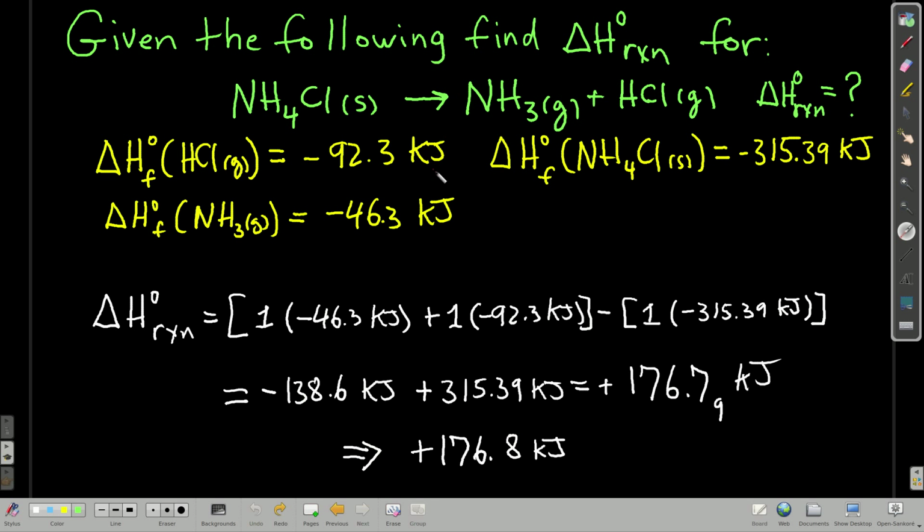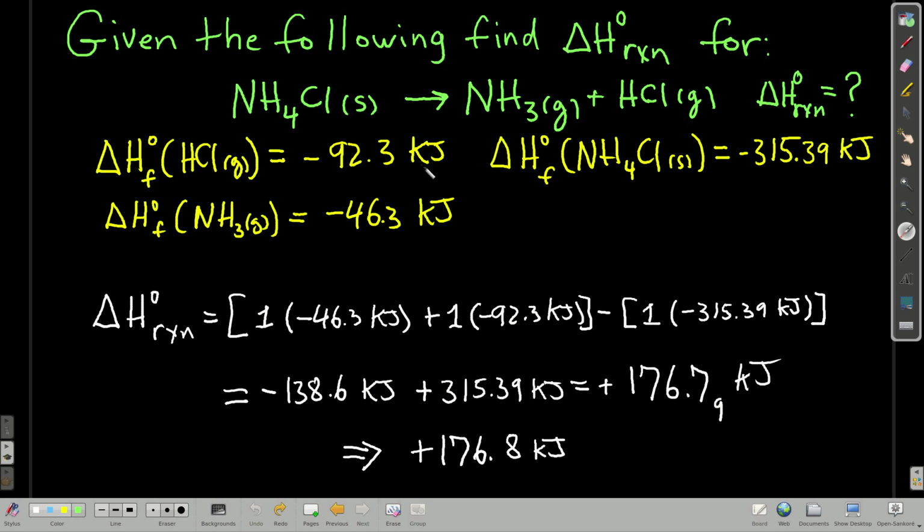Given the following information, we want to calculate the heat of reaction for the decomposition of ammonium chloride into ammonia gas and hydrogen chloride gas. We want to calculate delta H of reaction. You can look up these values in tables anywhere. In the back of your textbook, whatever textbook you're using, there are going to be some of these. So the heat of formation of hydrogen chloride gas is negative 92.3 kilojoules.